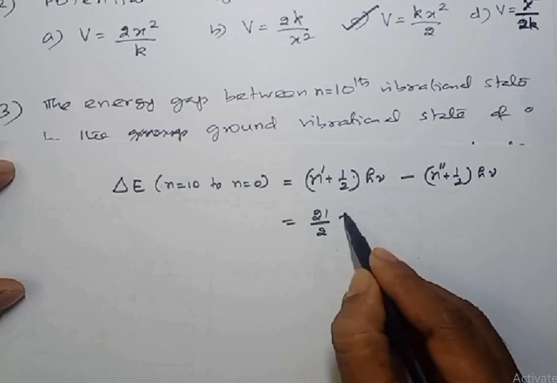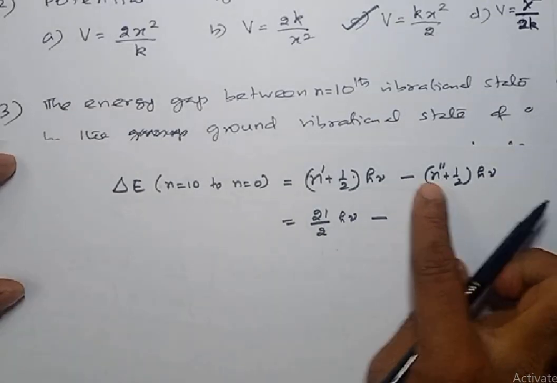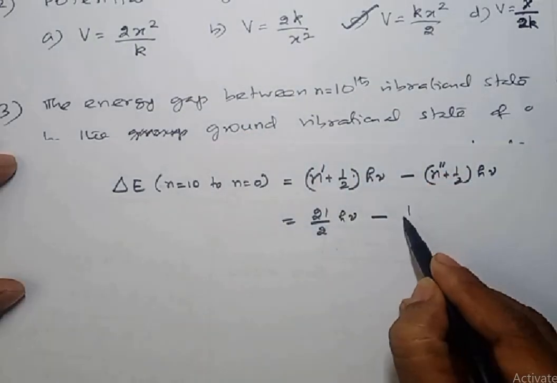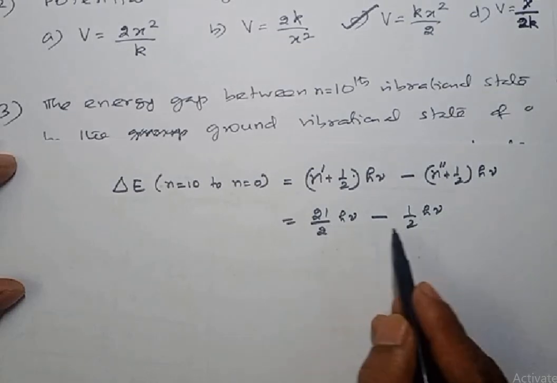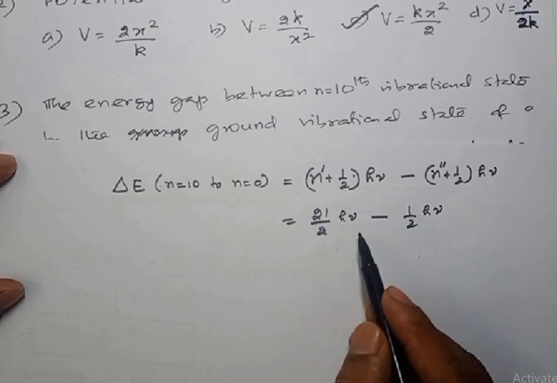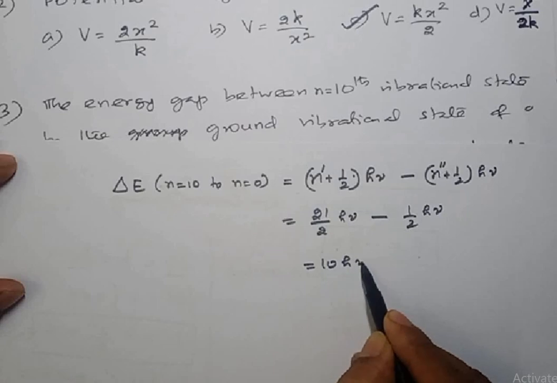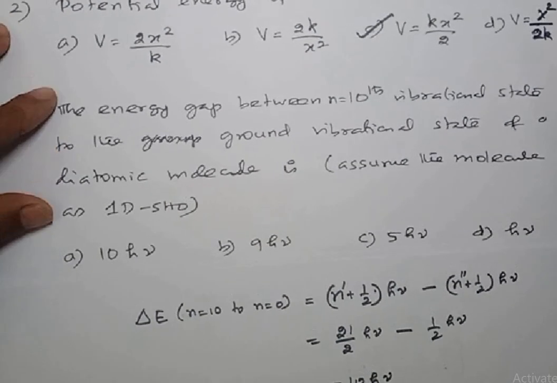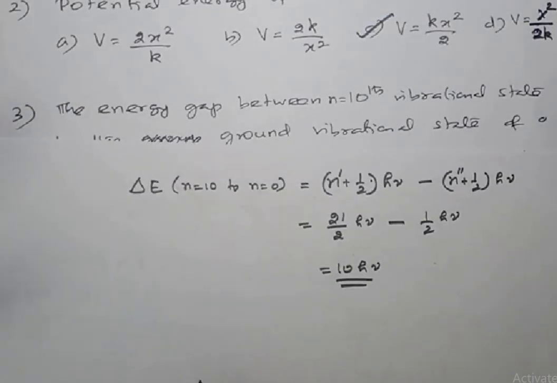21 by 2 h nu minus, for the ground state, n double prime is 0. 0 plus 1 by 2 is 1 by 2 h nu. Now, if you take the LCM, 21 minus 1 is 20, and 20 by 2 is 10 h nu. 10 h nu is the answer. So the correct option for this question is option A. Is this clear to all?